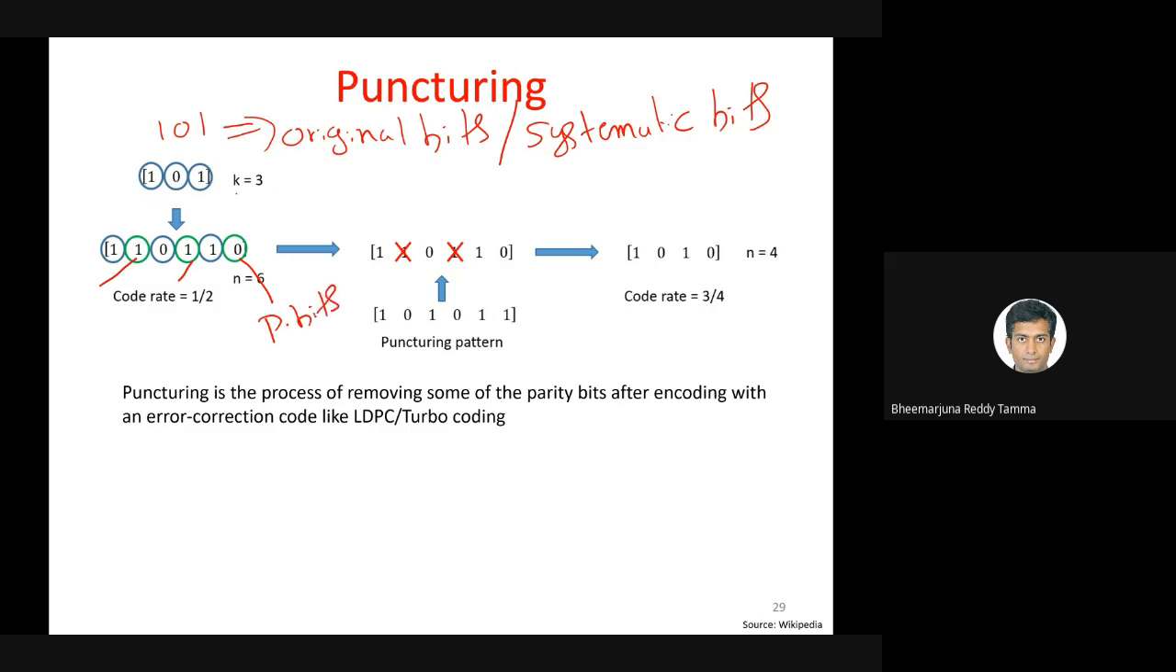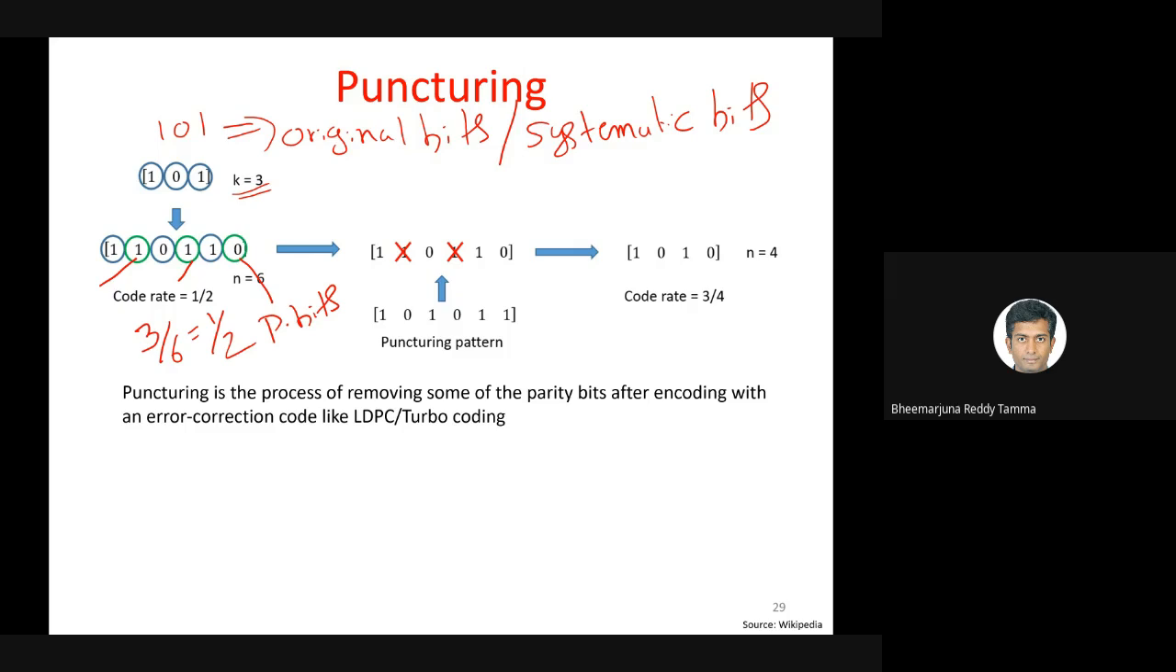To send 3 bits, we are actually adding 3 more bits. Finally, we have 6 bits. So that way, if you look at the coding rate, it is 3 by 6, which is equal to 1 by 2. But it is too much, right? And the coding rate is, for every bit, we are adding 1 redundant bit.